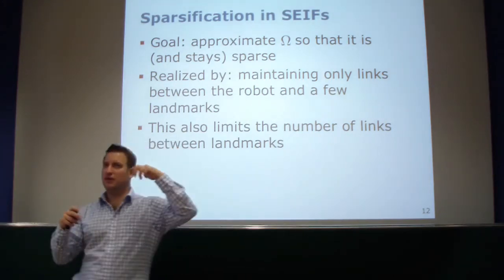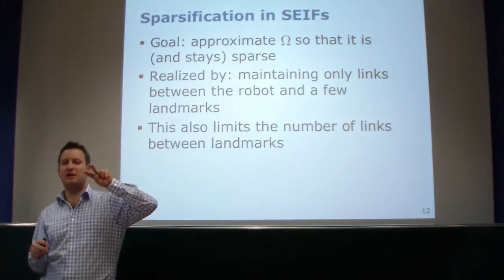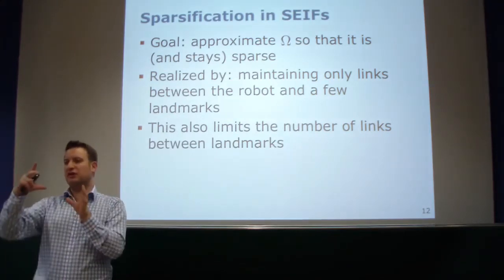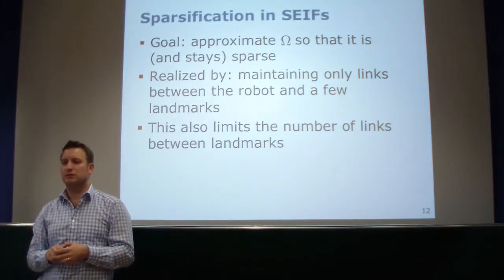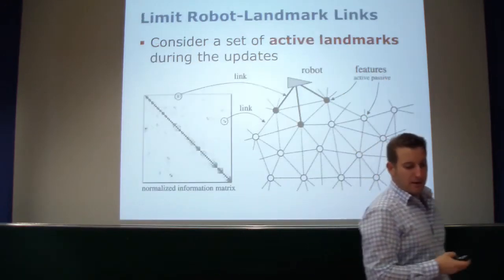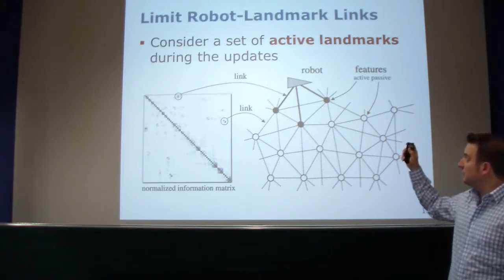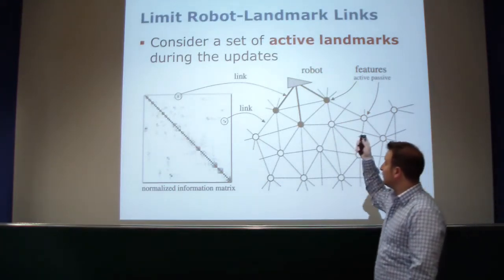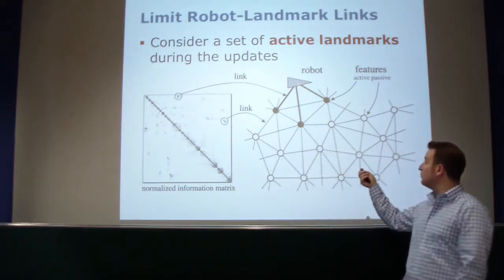Because in order to generate a direct link between two features, it means that they had to be together in the active set. Since the active set is small and bounded, this is also bounded. So the key thing is to limit the updates to the active landmarks, especially when the robot moves.